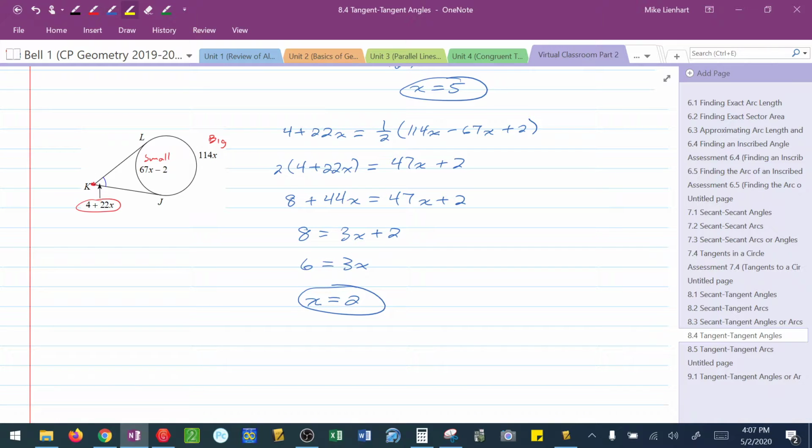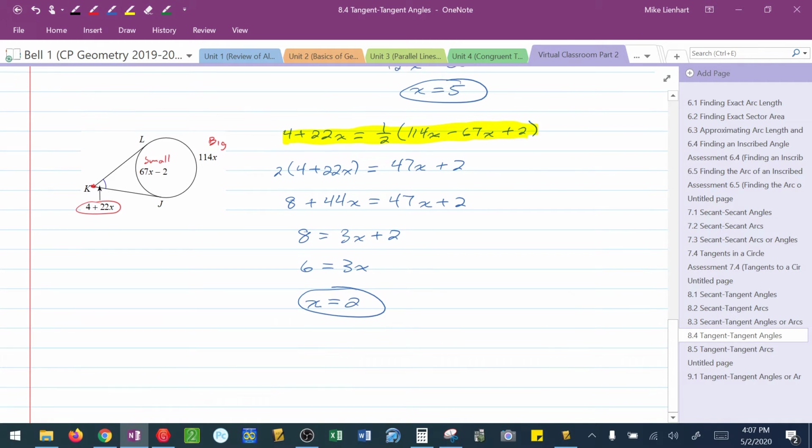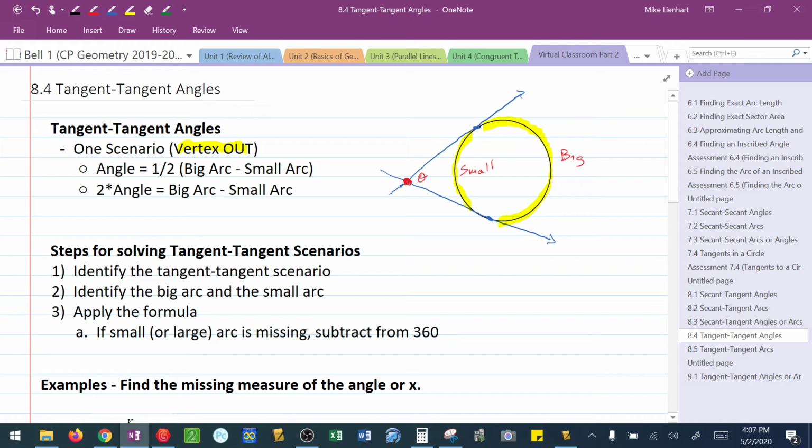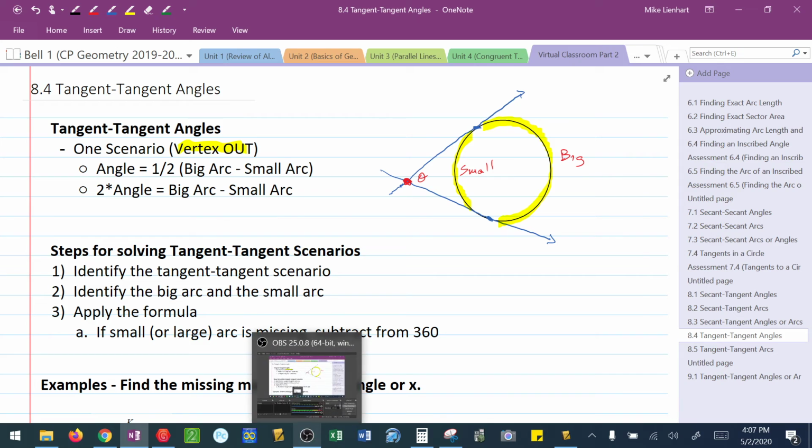So the key right here was, notice we can still write out that equation just by using that simple rule that we learned at the beginning, which is the angle is equal to half the big arc minus the small arc. If you have any questions, let me know.